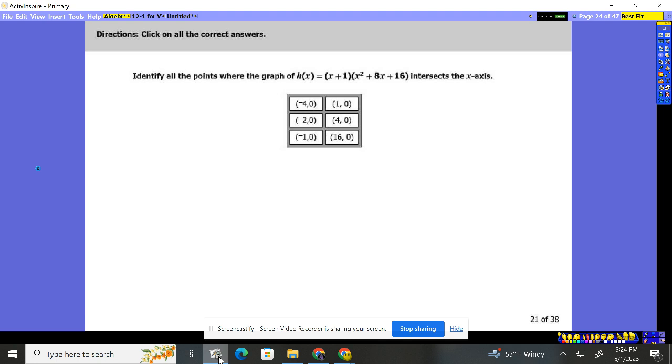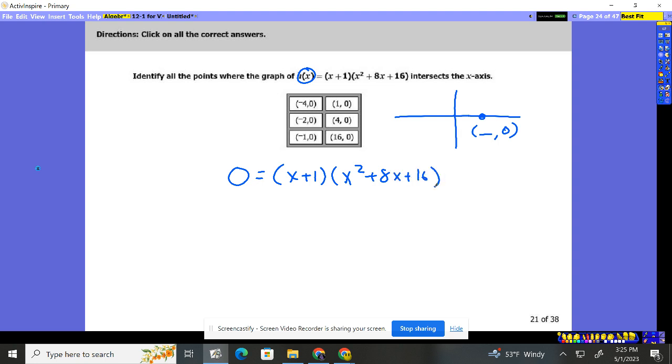But let's say we want to do it by hand. If it's crossing the x-axis, it's crossing somewhere here. What do I know is true? I've gone over some amount, don't know what, and I've gone up 0. So I know I'm looking for where the y value is 0. So what we're looking for is (x + 1)(x² + 8x + 16). When does this equal 0?